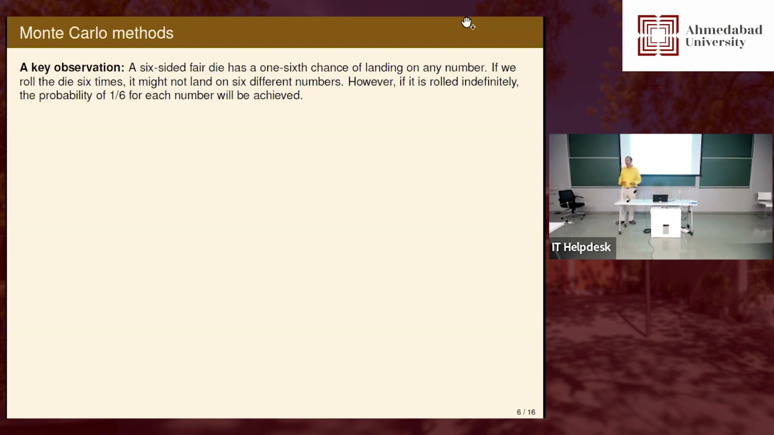Only if you keep rolling the die many, many times will you see that, in the long run, the proportion of times you get each of the six values hovers around 1/6. That's why you call it a fair die. This is a key observation. Whenever you are rolling a die, you are getting a random sample. So you believe it's a fair die.